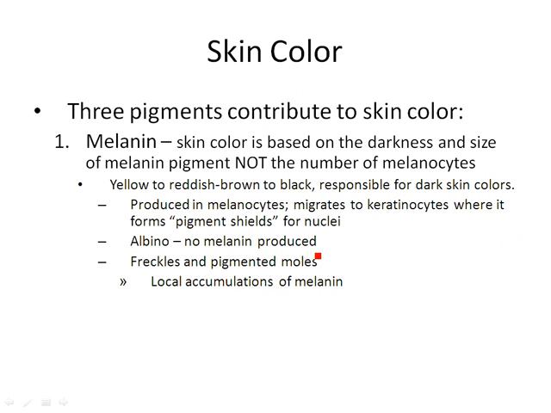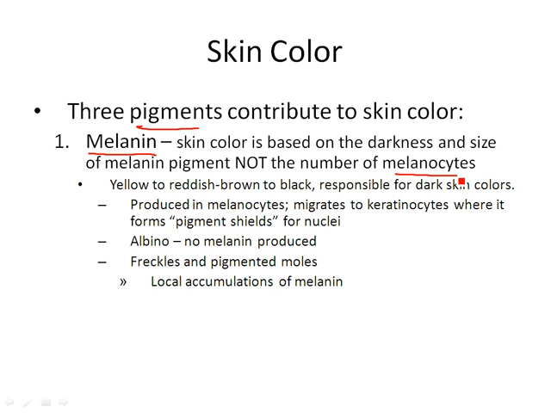There's basically three main pigments that give us color. The first one is melanin. Melanin is a pigment that we produce. Our melanocytes, the cells called melanocytes, make melanin, and that actually gives color to our skin. Your skin color is based on the darkness of the melanin pigment, not how many melanocytes you have. Okay? So we all have the same number of melanocytes.